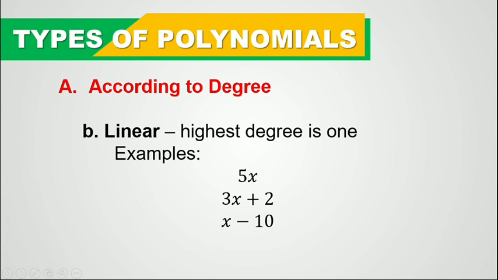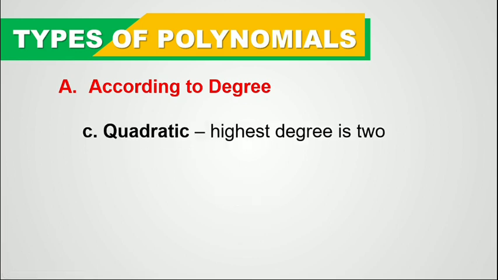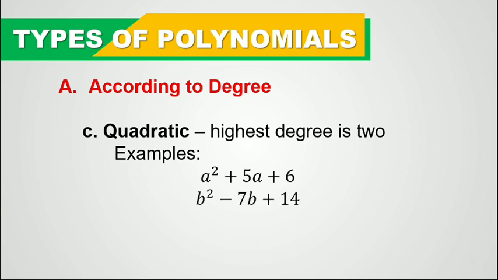Now let's proceed to the third type. We have quadratic. So the highest degree is 2. For example, we have here a squared plus 5a plus 6, b squared minus 7b plus 14, and c squared minus 9. As you can see, in this first example the highest degree is 2, as well as in the second example and in the third example. The highest exponent or degree is 2. So that kind of polynomial is considered as a quadratic polynomial.